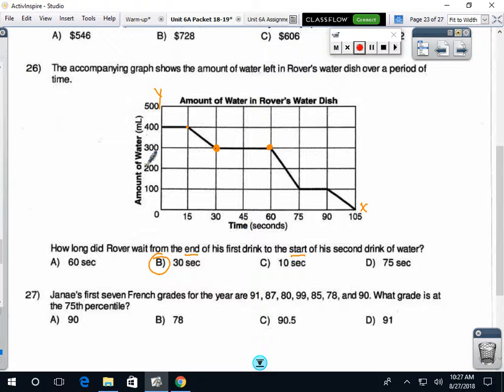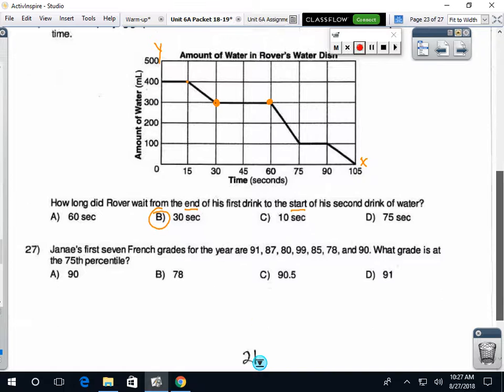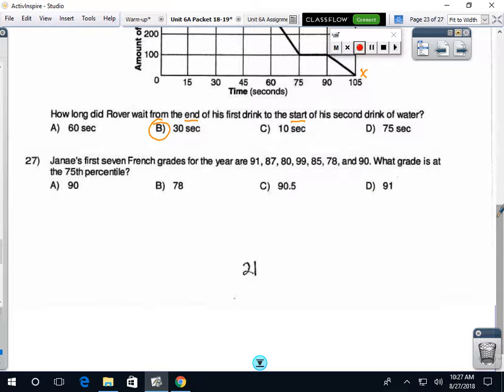Okay? The amount of water is dependent because the amount of water left in his dish depends on how much time has passed. Independent variable always goes on the x-axis. Dependent variable always goes on the y-axis. Okay, number 27. Janai's first 7 French grades for the year are 91, 87, 80, 99, 85, 78, and 90. What grade is at the 75th percentile?